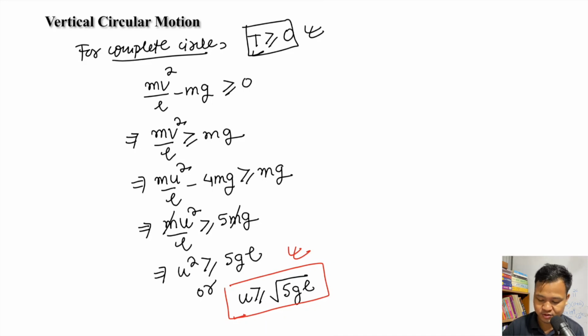Okay, so it should be greater than or equal to that value. So in that case, it will complete a full circle.